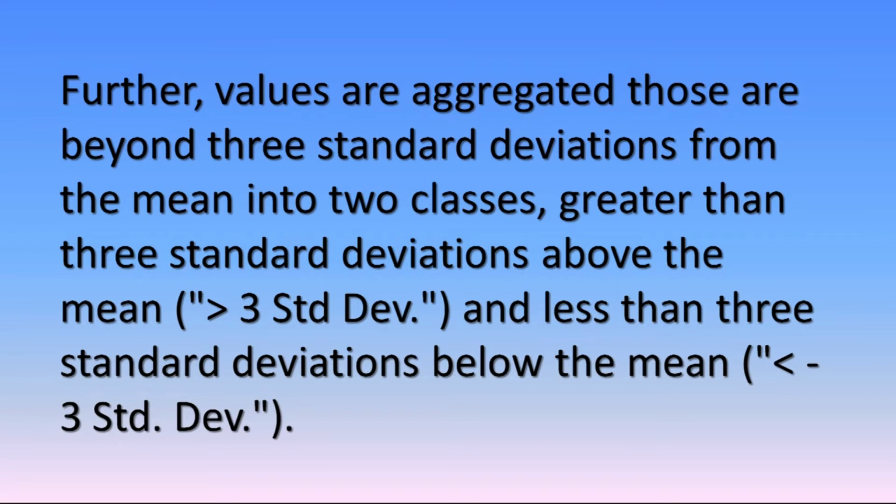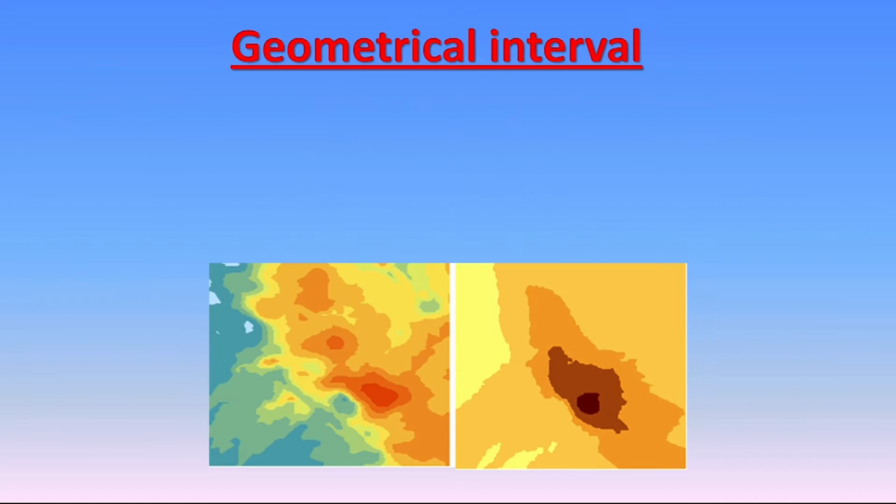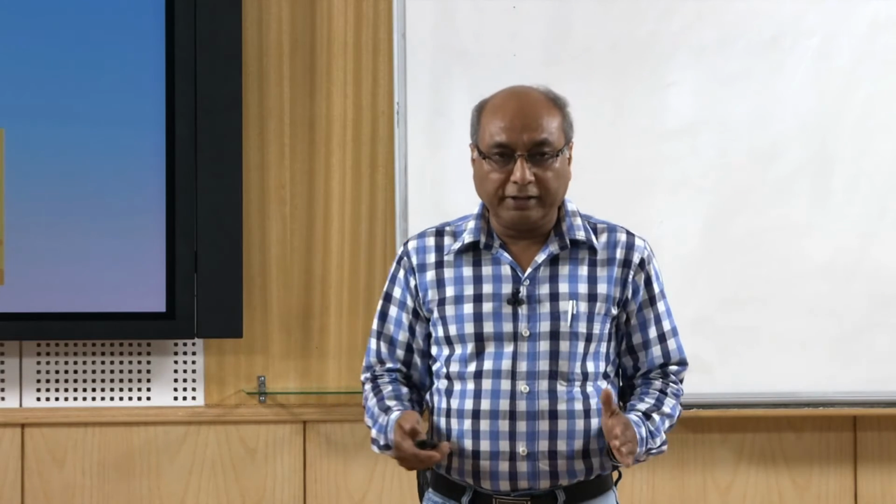Those beyond 3 standard deviations from the mean go into 2 classes: greater than 3 standard deviations above the mean, and less than 3 standard deviations below the mean. So likewise, we will see almost all the examples together and see the differences, how the same input map appears differently when using different classification techniques.